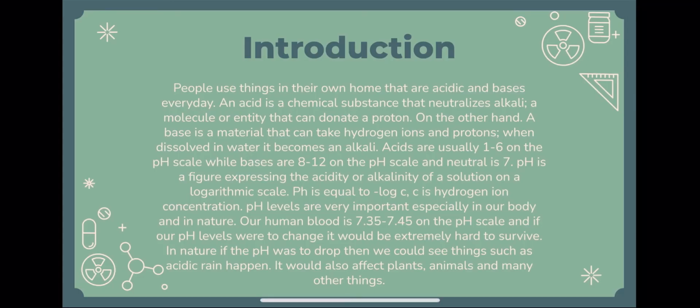Introduction. People use things in their own home that are acidic and basic every day. An acid is a chemical substance that neutralizes alkali, a molecule or entity that can donate a proton. On the other hand, a base is a material that can take hydrogen ions and protons. When dissolved in water, it becomes an alkali. Acids are usually 1 to 6 on the pH scale, while bases are usually 8 to 12 on the pH scale. Neutral is usually 7, which is right in the middle.